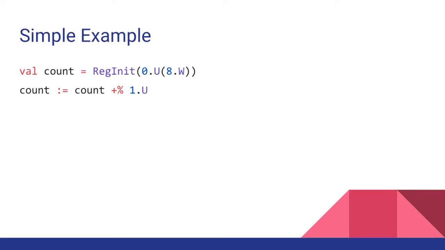So let's go through a simple example of what I mean by what Chisel really is. Here we have a register called count. RegInit, as many of you know, constructs a register that gets initialized at reset to the value here. In this case, we assume synchronous reset because asynchronous reset hasn't been merged yet. So we have a synchronously reset register that is initialized to 0. 0.U is the literal 0, and it's an 8-bit value, so that makes sure this register is 8 bits.